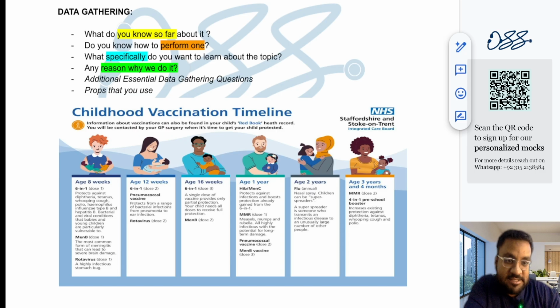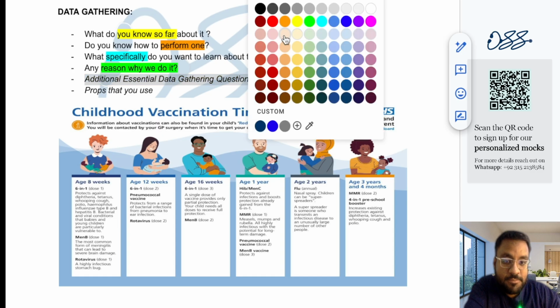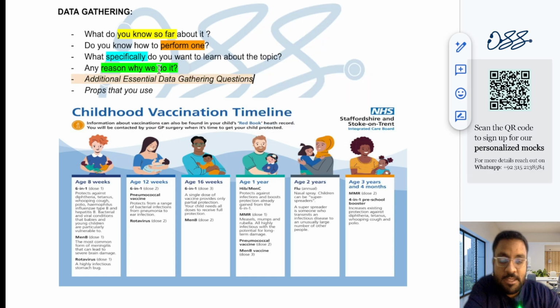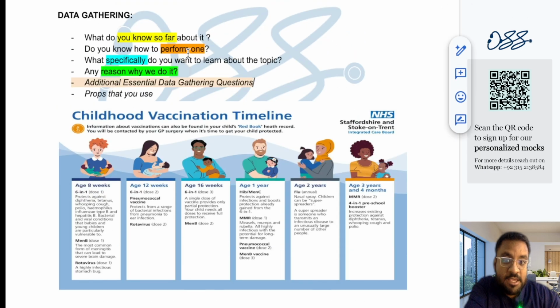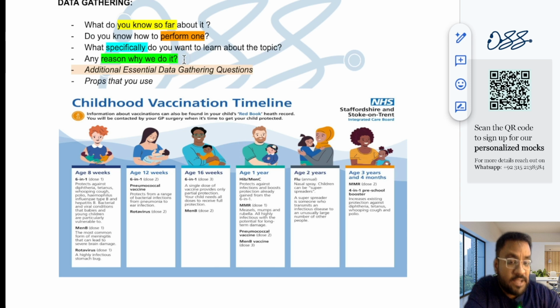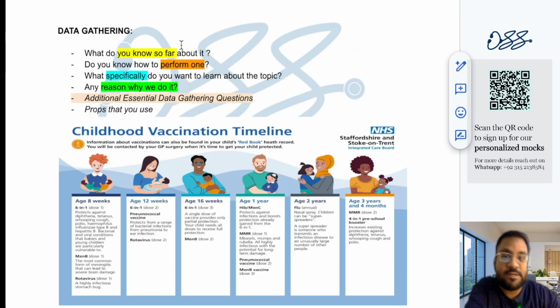What do we ask in teaching? So these 4 questions are the ones that you need to ask in every station. And then there are some additional essential data gathering questions. Okay, and I'm going to talk about those questions later on once I am done with teaching the basics. And there are like 3 to 4 different essential questions in every type of station. So altogether 7 to 8 questions that you need to ask.